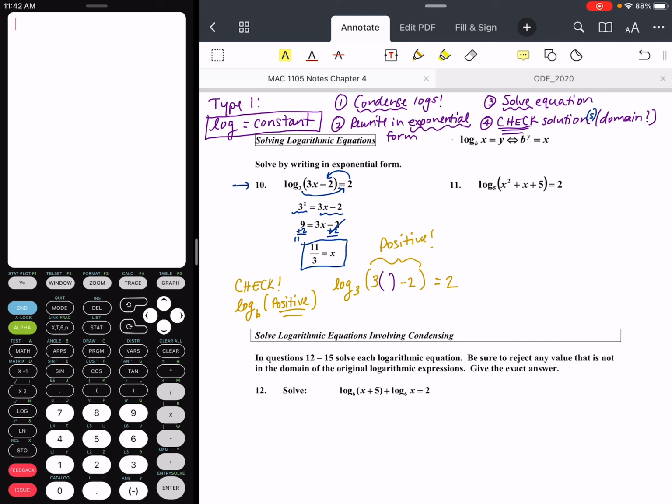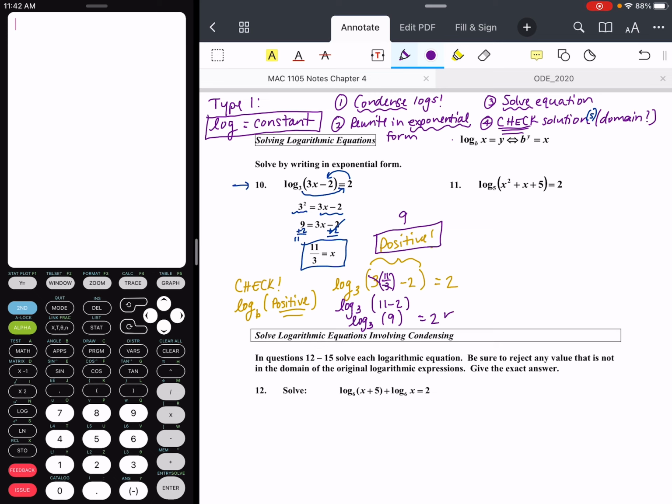So we're proposing the solution 11 thirds. So 3 times 11 thirds, cancel out the 3's top and bottom. So that gives me 11 minus 2, which of course would be log base 3 of 9. And these are nice pretty numbers, so I can actually see that log base 3 of 9 equals 2, so the whole equation works. But really all I'm checking is that 9 is positive. The argument is positive. That's all that I need to check. Okay, so 11 thirds is a valid solution.